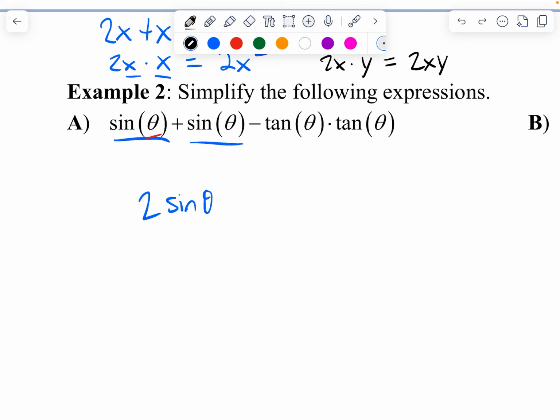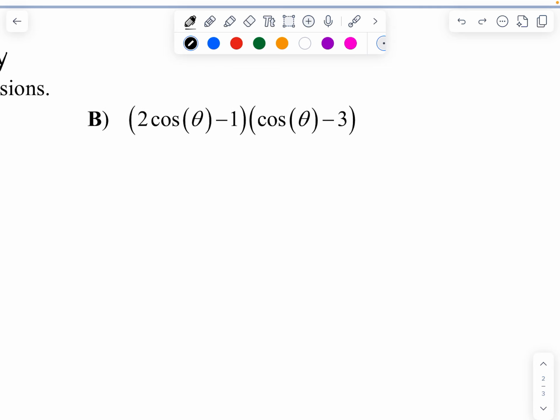And then on the tail end of this, we have tangent times tangent. So tangent times tangent is tangent squared, right? And then there's that subtraction from the beginning. So we have 2 sine minus tangent squared. And now we have like the 2x plus y scenario. One's a sine, the other's a tangent. Those can't combine. That's as simplified as it gets. Okay? Now keep in mind it said simplify. It doesn't say factor. Don't try factoring that now. That's simplified. All right?